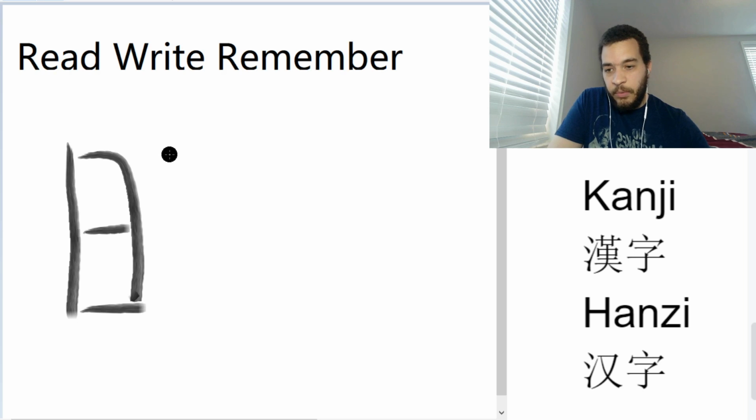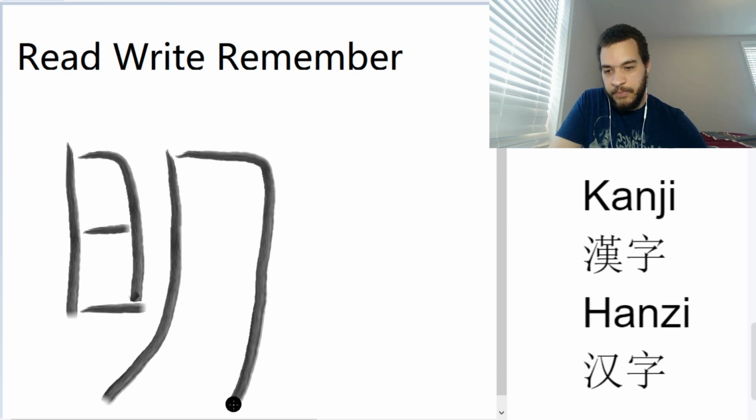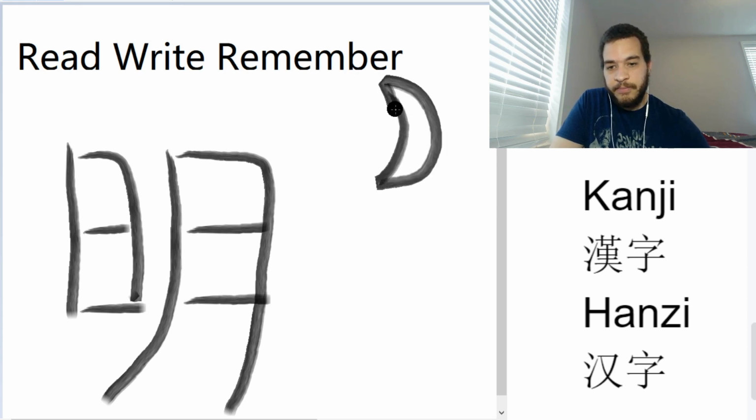Now we've got our sun. We're going to do the same first stroke, but we're going to make it longer like this. We're going to draw the same second stroke, but also again longer. We're going to fill in the box, and we're going to close the box right here. Now, the right-hand side is the moon. Kind of looks like a crescent, if you think about it.